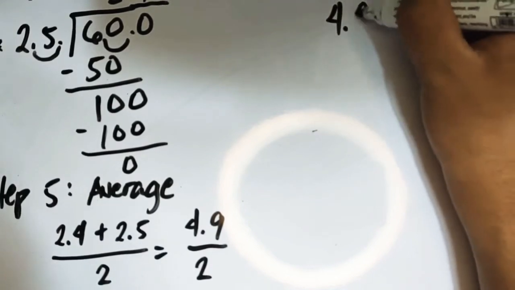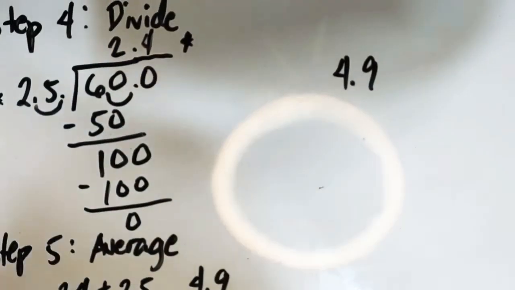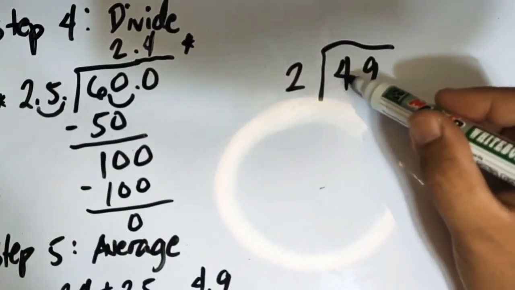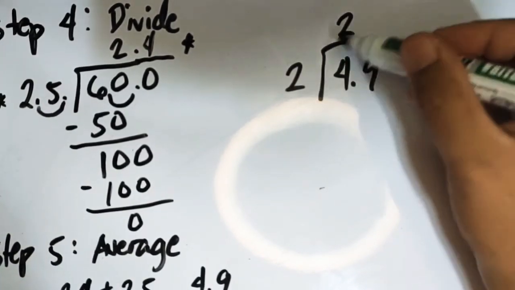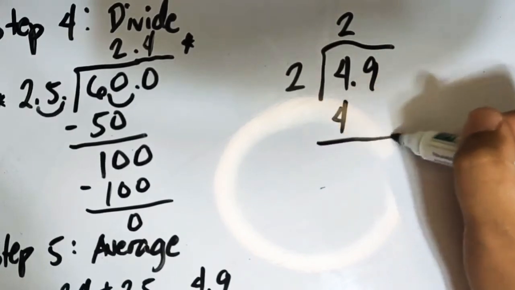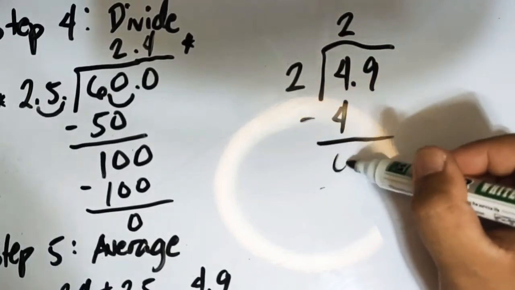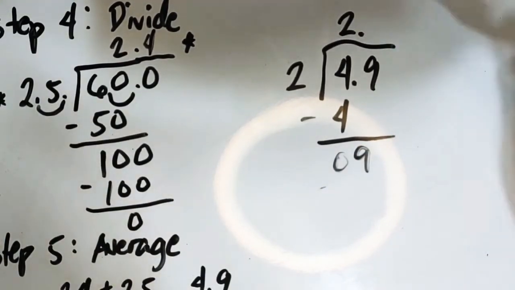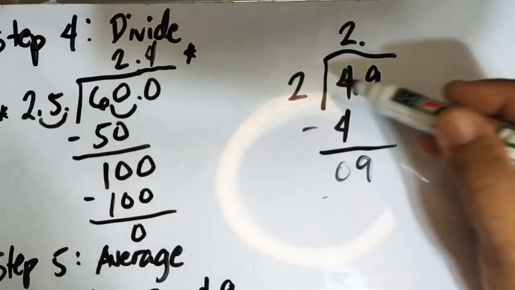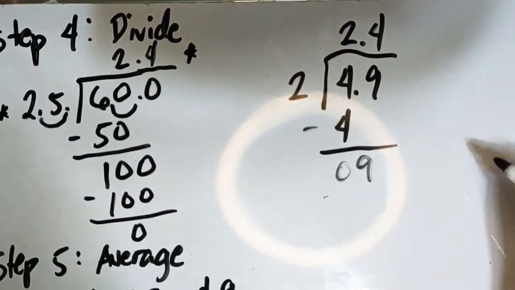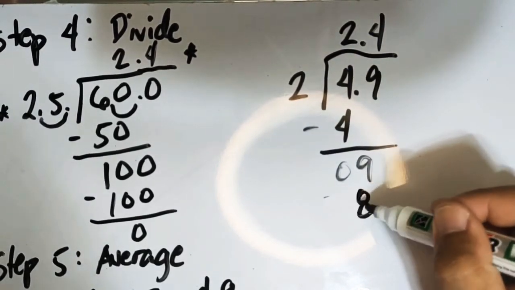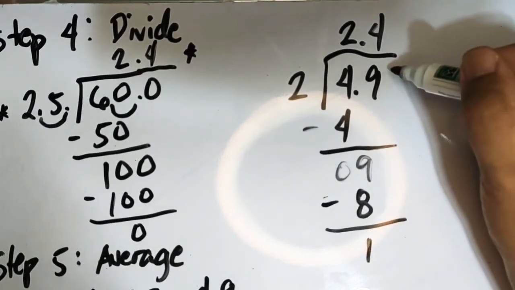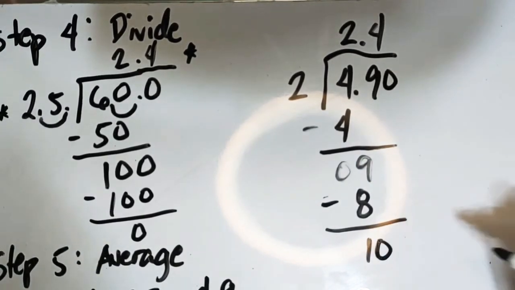So, we now have 4.9 divided by 2. So, 4 divided by 2 is 2. 2 times 2 is equal to 4. 4 minus 4 is 0. And then we have 9. Decimal point. 9 divided by 2 is 4. 4 times 2 is 8. 9 minus 8 is 1.